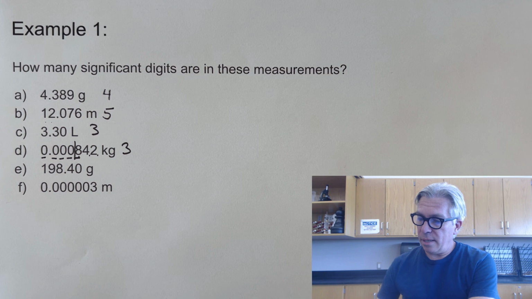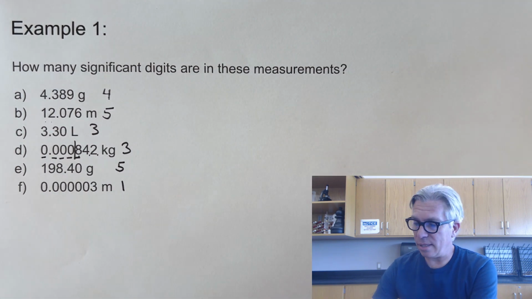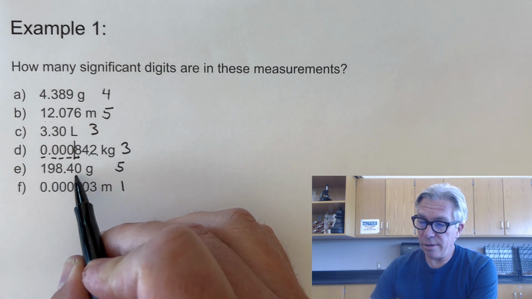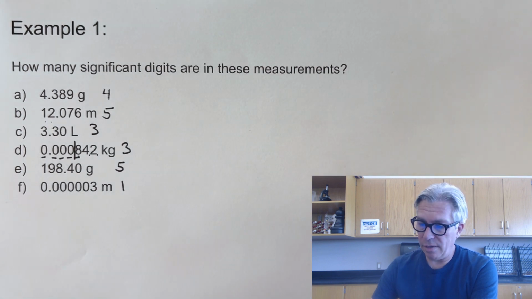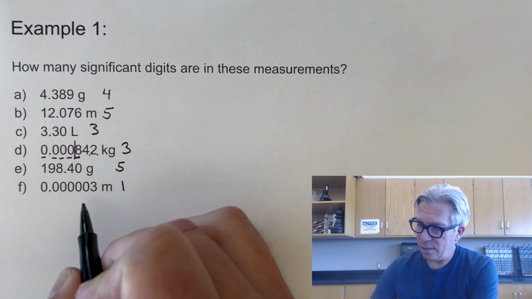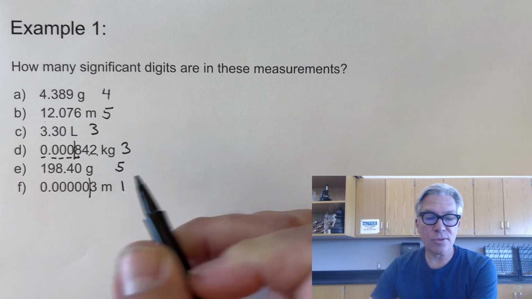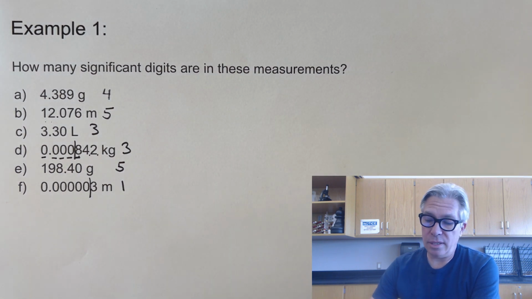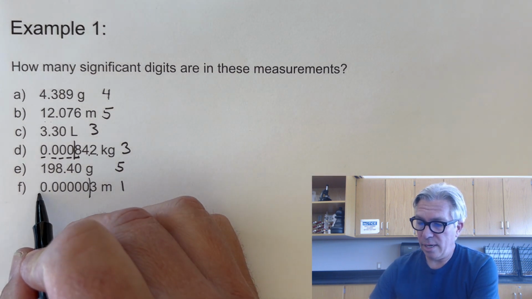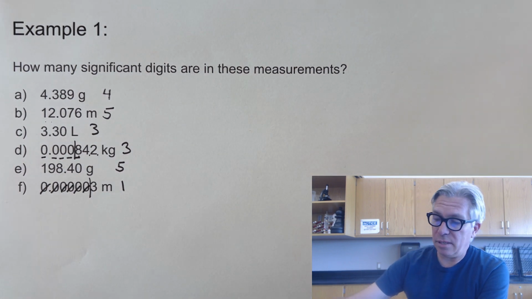And if you did that and came up with 5 and 1, congratulations, that's excellent. This trailing zero is significant, so all 5 are important. But in this tiny example of a tiny amount of meters, 0.000003, we start counting there, and there's only one digit. So that's all the accuracy that we know about. And those do not count as being significant. Okay, they're placeholders, but they're not significant to the measurement.